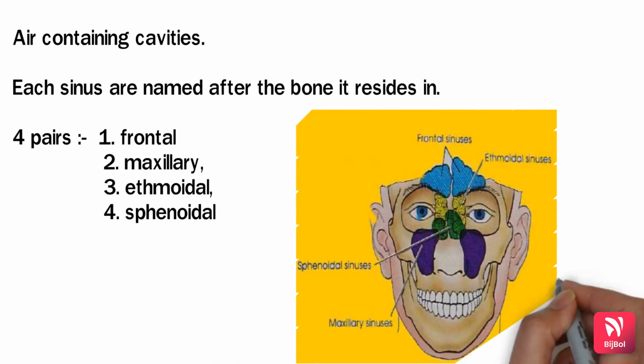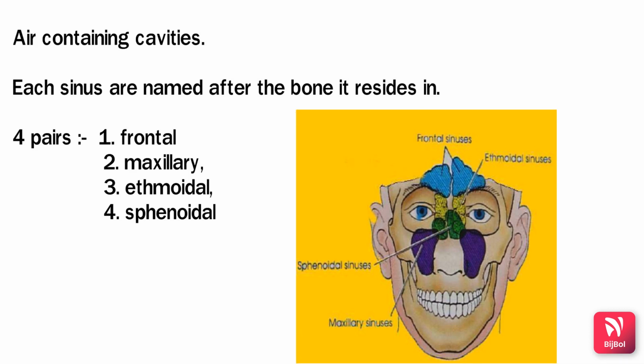In this diagram, you can see the sinuses. Light blue color indicates the frontal sinuses, yellow color indicates the ethmoidal sinuses, green color indicates the sphenoidal sinuses, and dark blue color indicates the maxillary sinuses. So these are four sinuses.